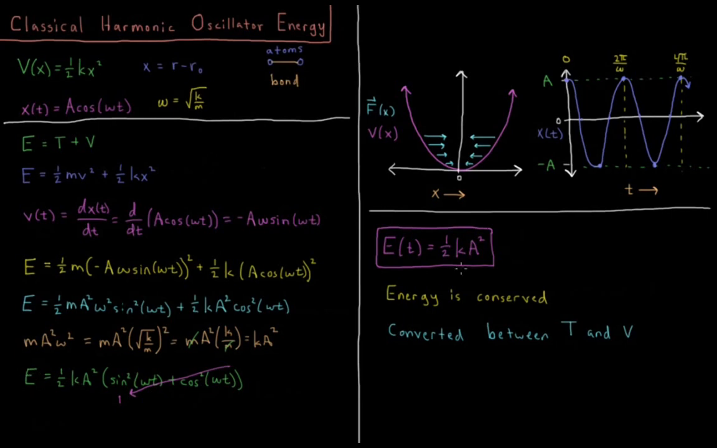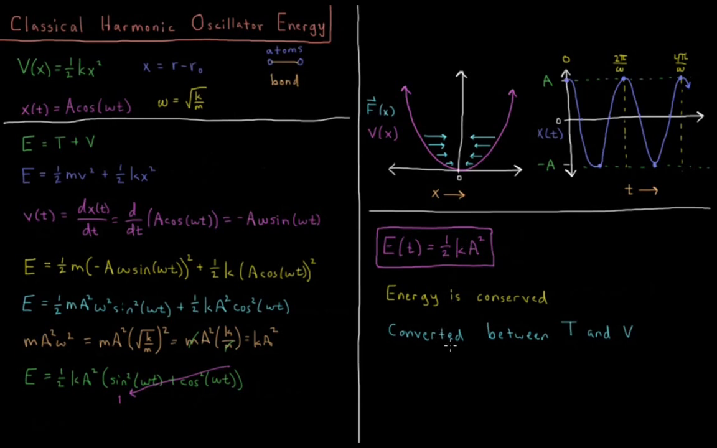And our energy as a function of time is equal to 1/2 our spring constant times our amplitude squared. So once we decide what our amplitude is, and once we specify what our spring constant is, we have specified all we need to specify the total energy for the rest of time. The particle will just bounce back and forth in this well as long as it is happy to do so. So this shows us that energy is conserved because it's a constant over time.